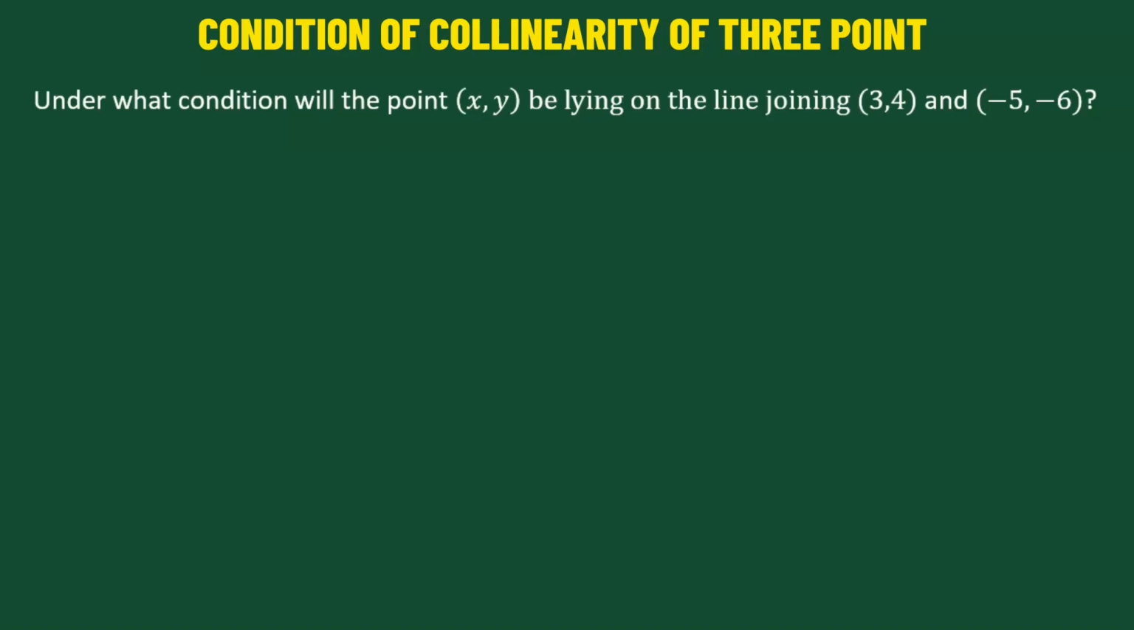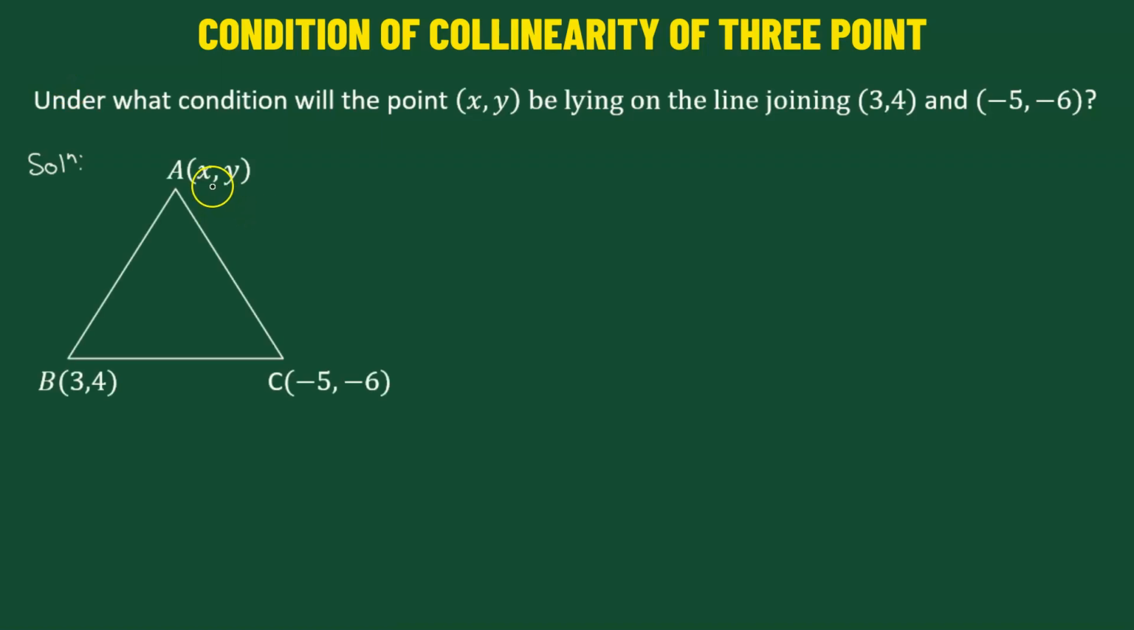Under what condition will the point x, y be lying on the line joining 3, 4 and -5, -6? Let us begin. So what we'll do here is first we are going to consider a triangle ABC having the coordinates x, y, 3, 4 and -5, -6 respectively.